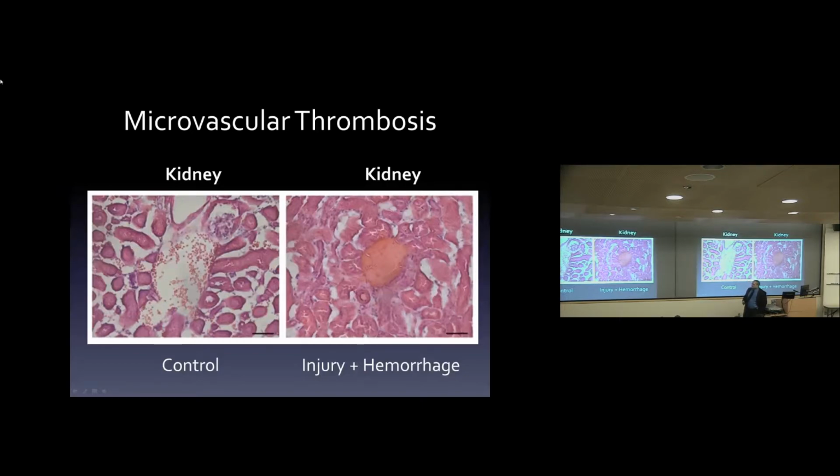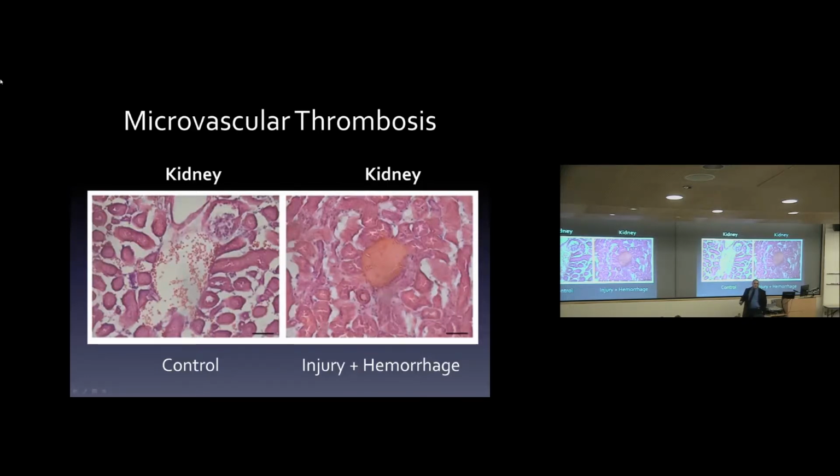And this is what it looks like. After we sacrifice the animals, we perfuse them with a fixative, get rid of all the extra blood. And then what's left is, if there's any clot, we see it. And so you see in this control animal, this is some vasculature, and this is, you know, tubules and things. And we had a hard time.